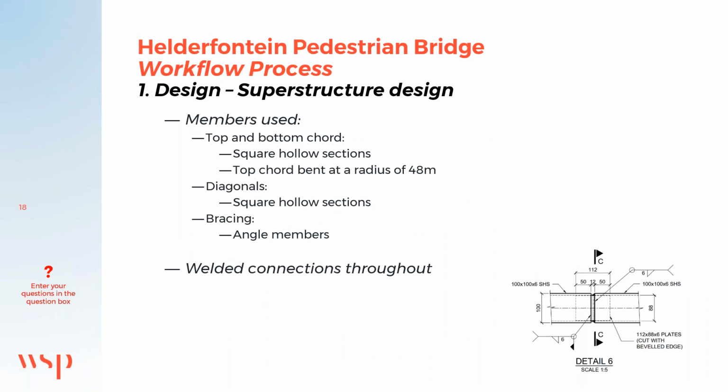These are the various members that we used for the structural steel superstructure. For the top and bottom chord, we utilized square hollow sections to allow the top chord to be bent at a radius of 48 meters. For the diagonals, we also used square hollow sections. And for the bracing, we used angle members.